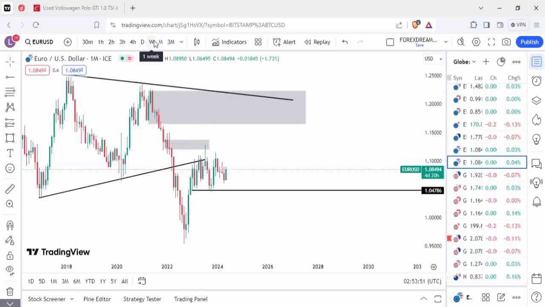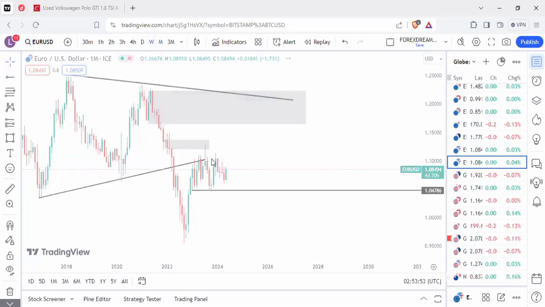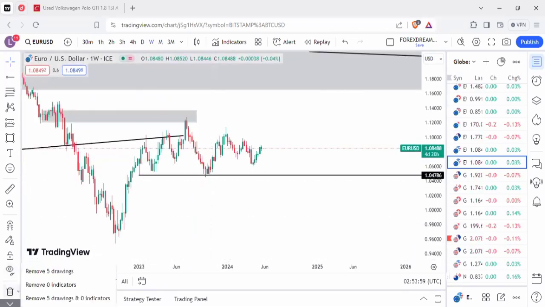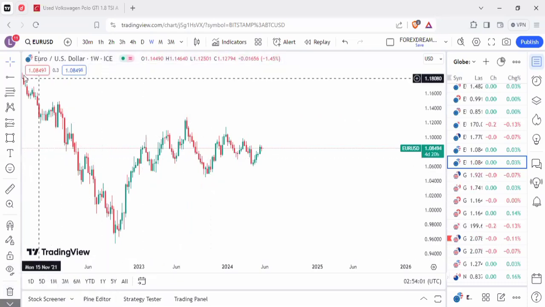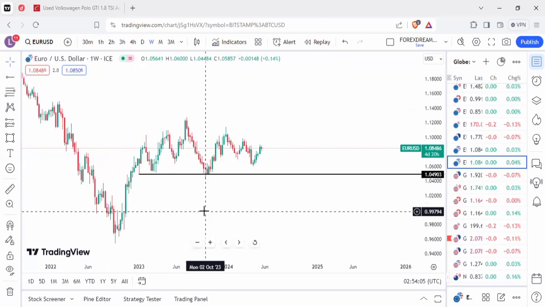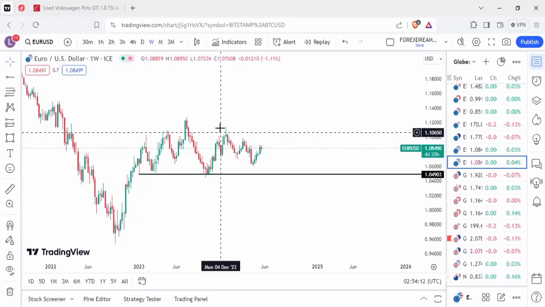Let's go to the weekly time frame. Remember, whatever you do, you must do it with understanding. Let me remove everything so that my chart will remain clean. So here's my support that I was talking about. This particular support shows that the market will push up, right?